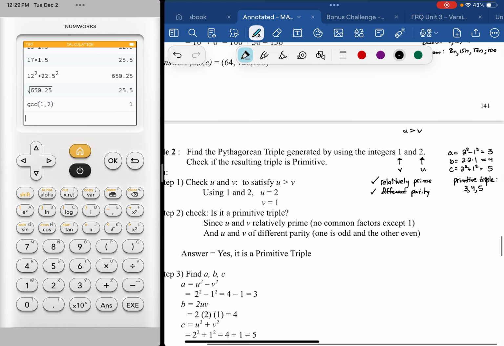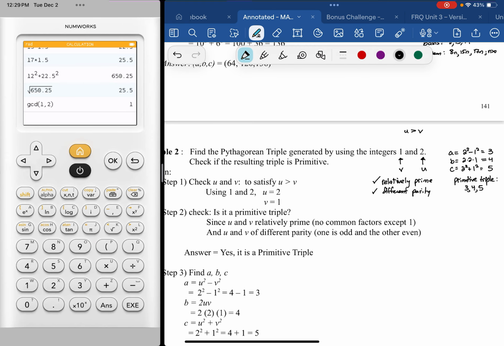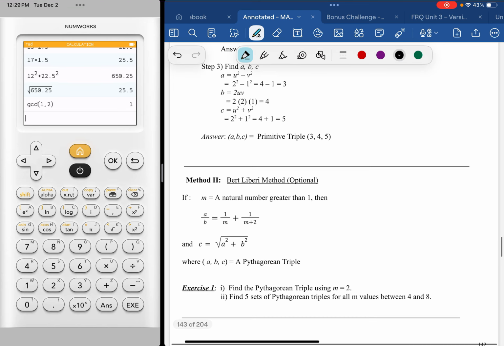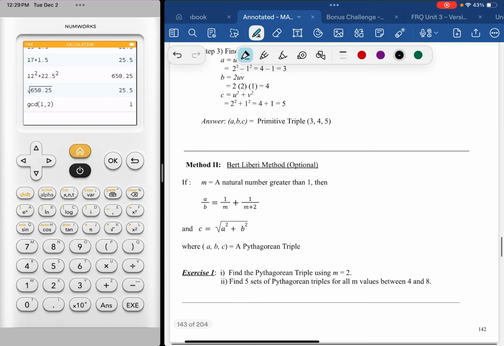So I don't have to test for it after the fact. If I check my conditions and they're met initially, then the resulting expression will be a primitive Pythagorean triple. Now the Libri method.